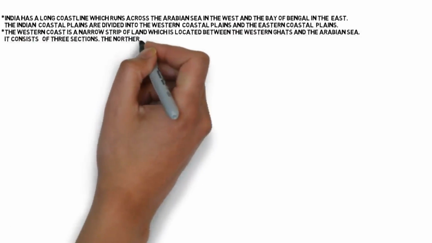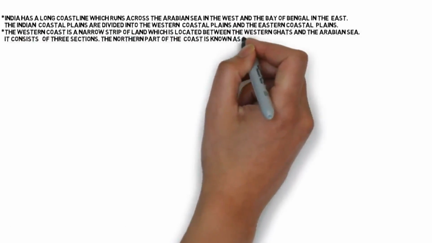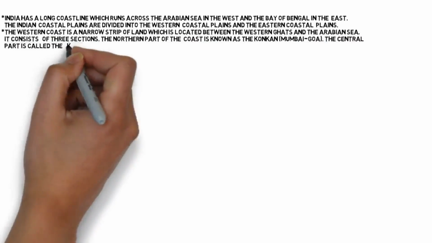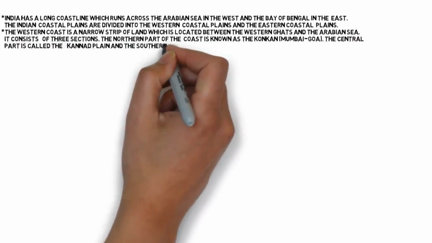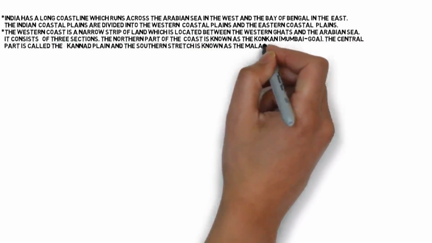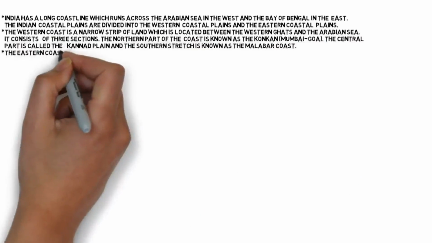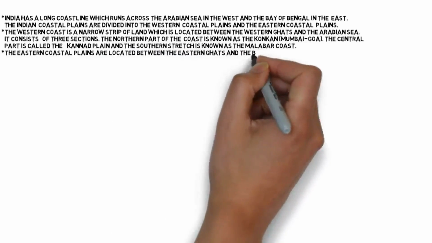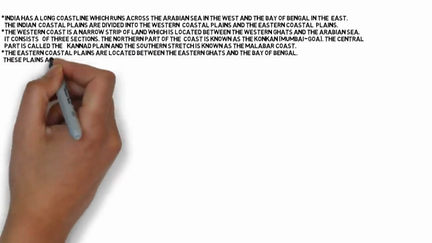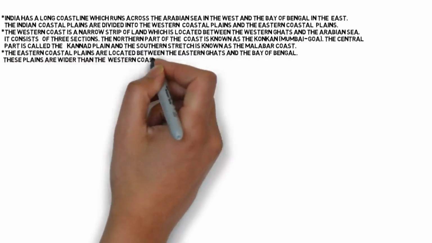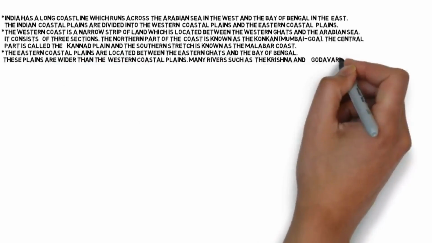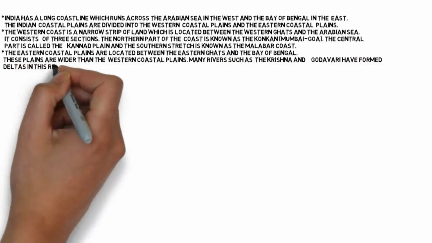The northern part of the coast is known as the Konkan, Mumbai to Goa. The central part is called the Kanara Plain and the southern stretch is known as the Malabar Coast. The eastern coastal plains are located between the Eastern Ghats and the Bay of Bengal. These plains are wider than the western coastal plains. Many rivers such as the Krishna and Godavari have formed deltas in this region.